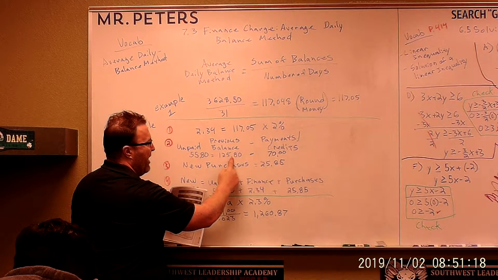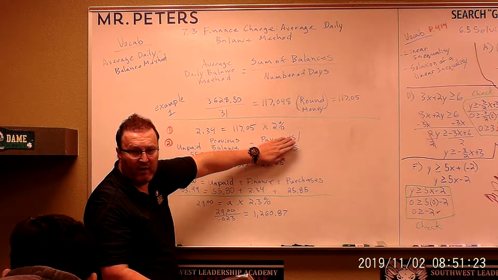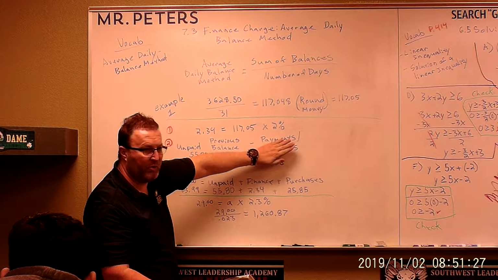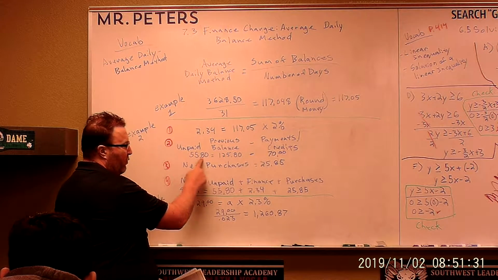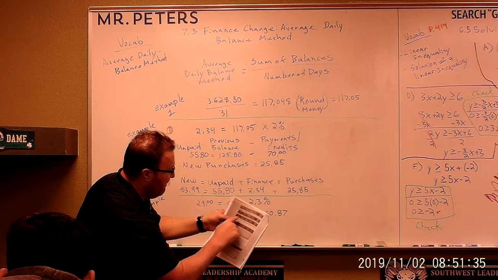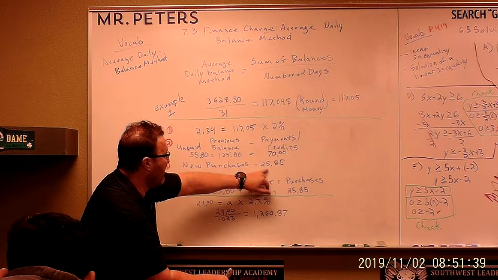Subtract the 125.80 balance from the payment. The reason we do this is that the payment isn't subject to interest, because why would you charge interest on paying your bill down? So we get to the 580. They had new purchases, and that's on here as well. They only had one new purchase, so 2585.